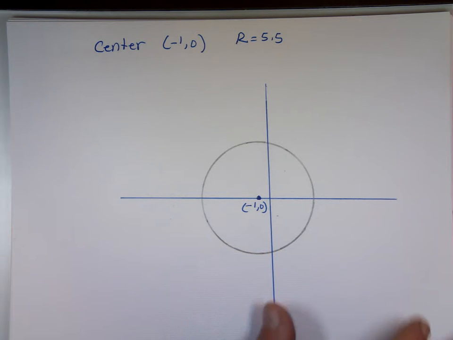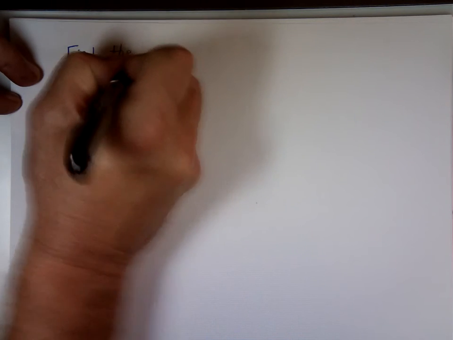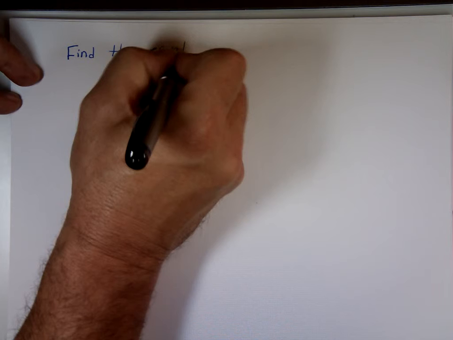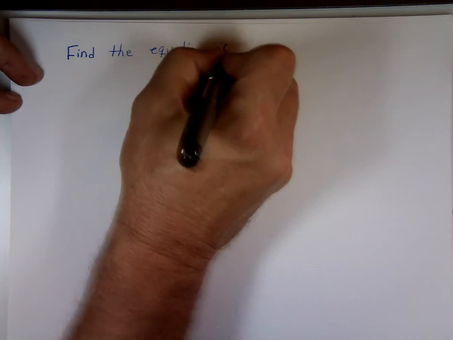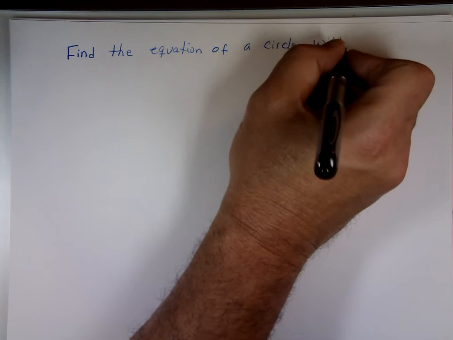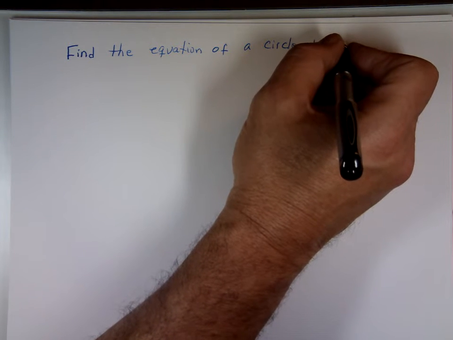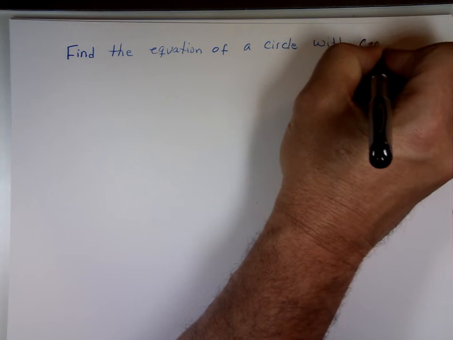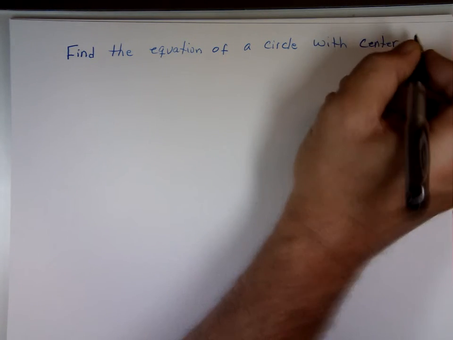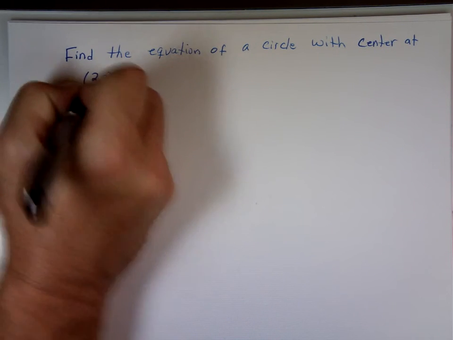Let's try another one. Find the equation of a circle with center at (2, 3) and radius equal to 4.